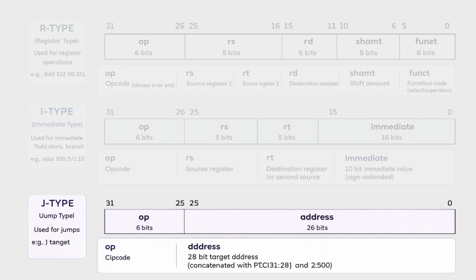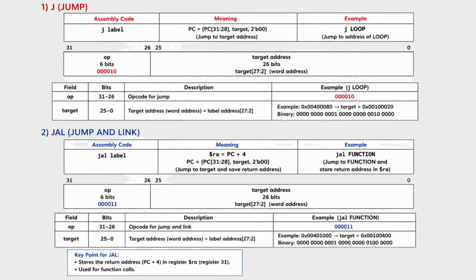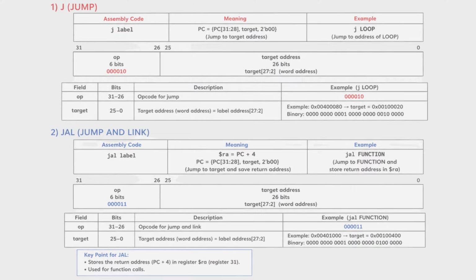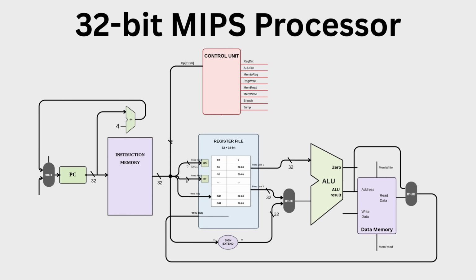J-type instructions are used to change the flow of execution and contain a jump target address, such as jump and link. Although these instructions perform different tasks, they all move through the same processor pipeline and use many of the same hardware components. To understand how all of this works, let's follow a simple R-type instruction. Add T2, T0, T1.